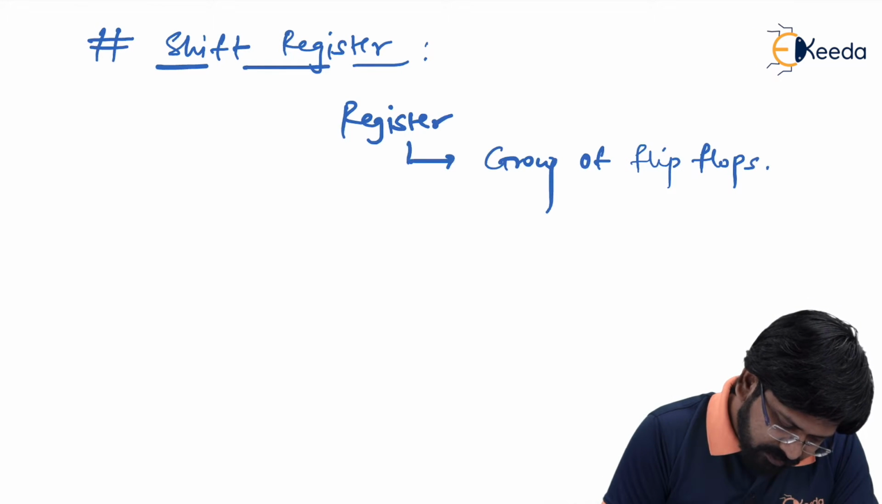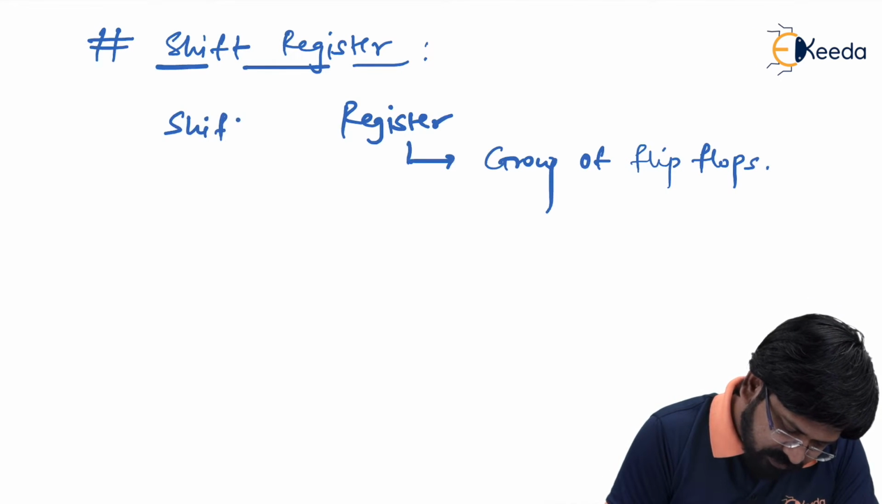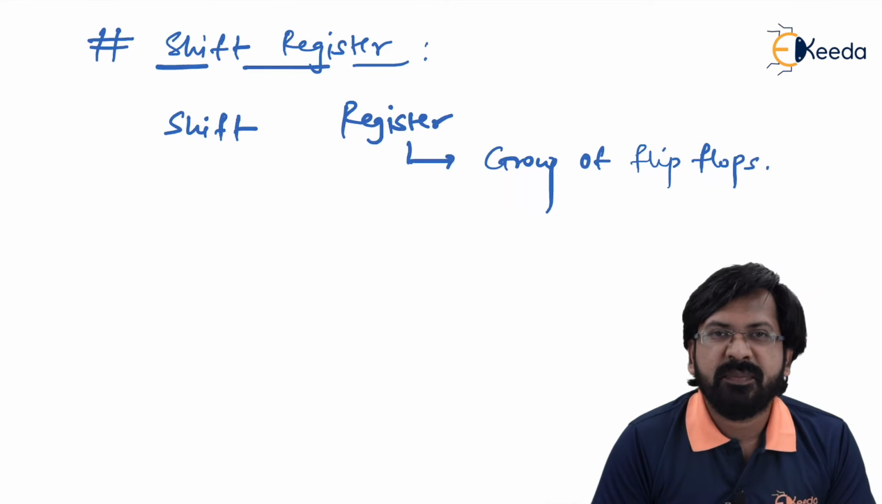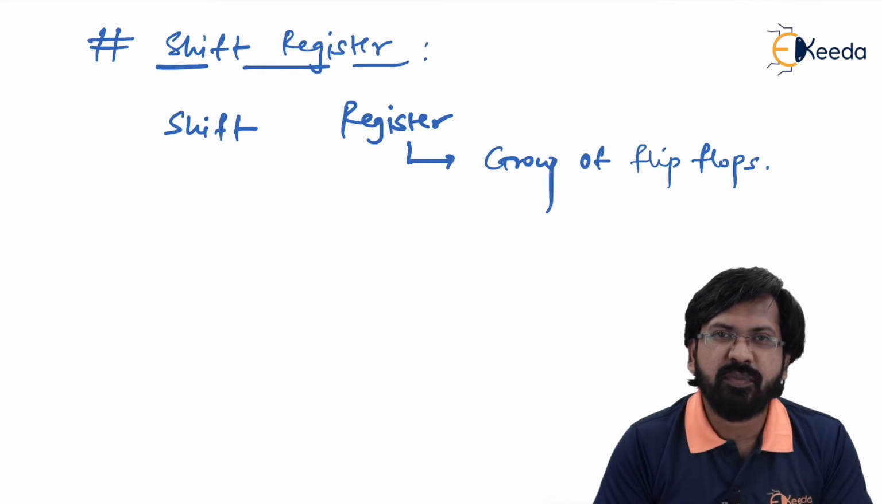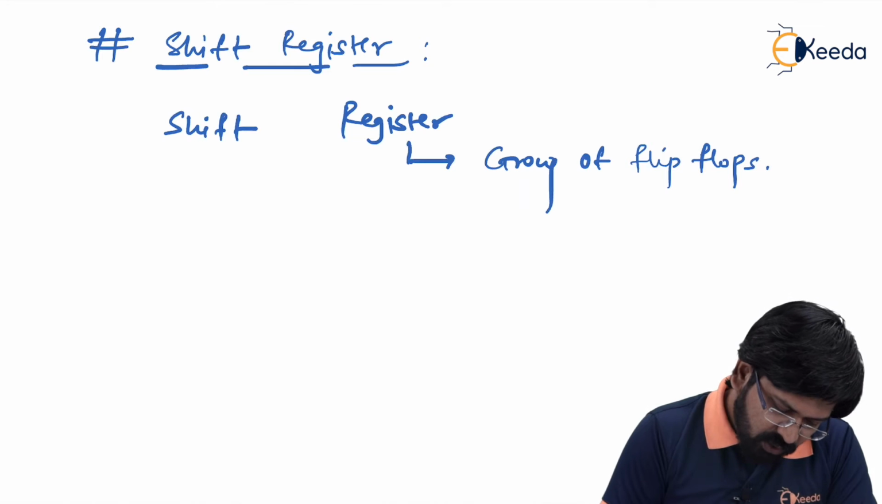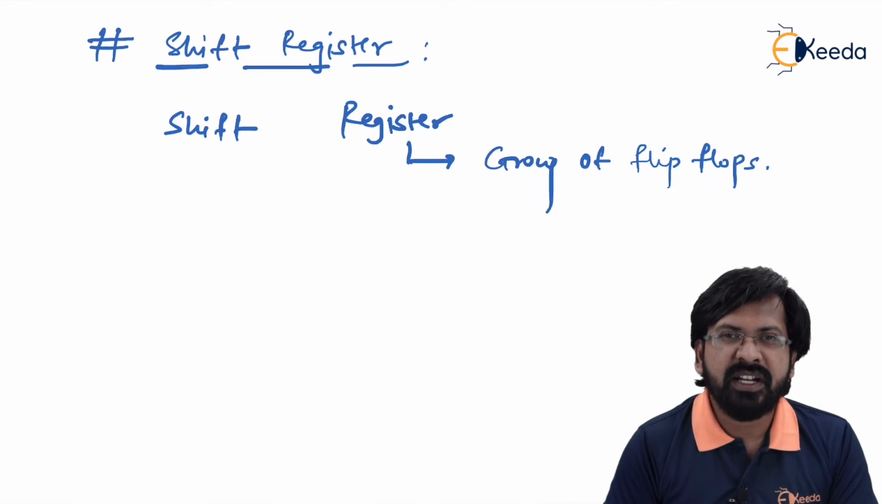Then the first word is shift. The meaning of shift is that at every clock edge, it is going to shift the data from one flip-flop to the other, or the first flip-flop passes the data to the other at every negative edge or every positive edge. So the shifting can be in terms of left as well as in terms of right also.